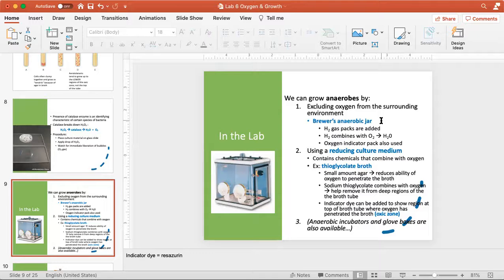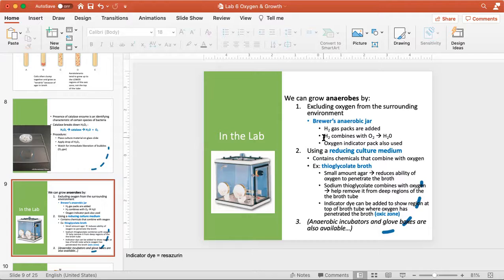So similar to that CO2 jar. But remember, we've got to get all of the oxygen out of this jar, or it's going to kill our anaerobes. So you put in a different kind of packet. This one is not a CO2 generating packet. This is a hydrogen gas packet.